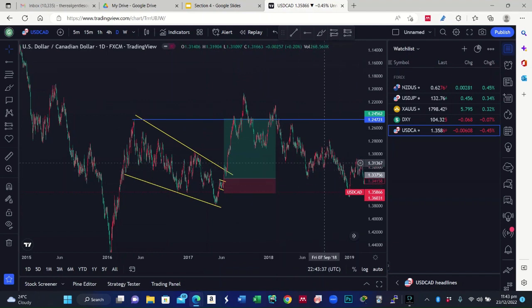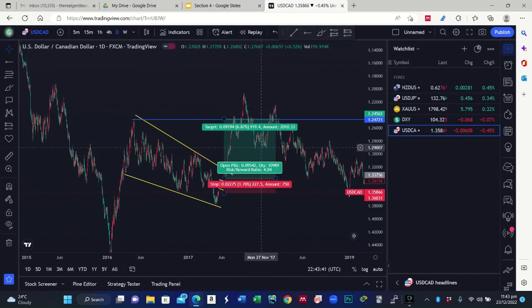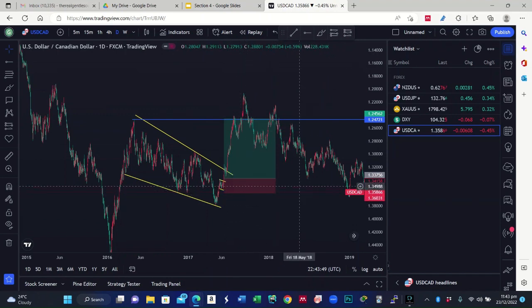And usually your stop loss has to be smaller than your take profit, because in take profit you have to make sure that you are targeting a particular area, and in your stop loss you have to make sure that your stop loss is not too wide.